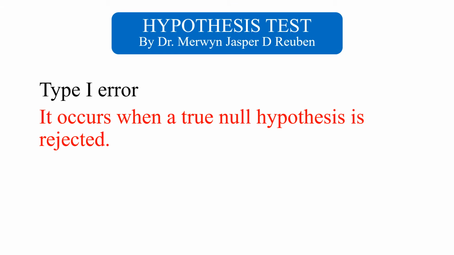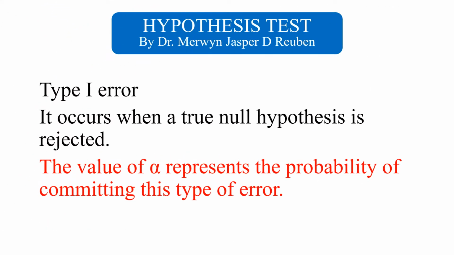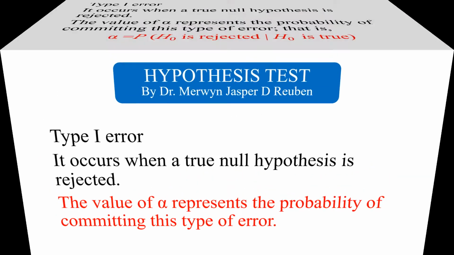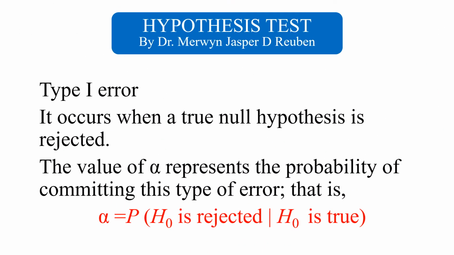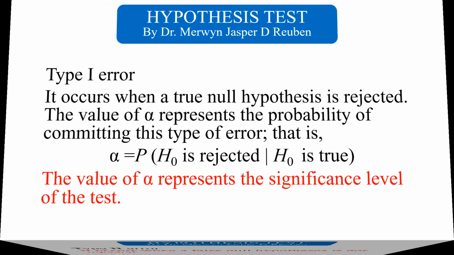Type 1 error. As shown previously in the cross-tabulation, it occurs when a true null hypothesis is rejected. The value of alpha represents the probability of committing this type of error. In notations, we can put it as alpha is equal to P of H naught is rejected when H naught is true, where H naught is the null hypothesis. The value of alpha represents the significance level of the test.